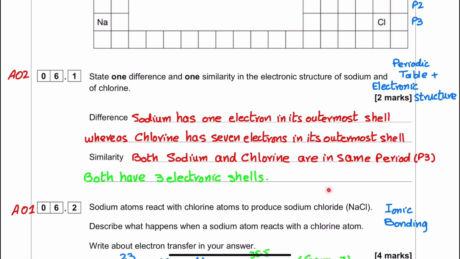So the positive sodium and negative chloride ion will attract each other. A strong force develops between sodium ion and chloride ion, and it brings them closer to each other, and a strong bond forms between sodium ion and chloride ion, which is called ionic bonding. Let's see our model answer.